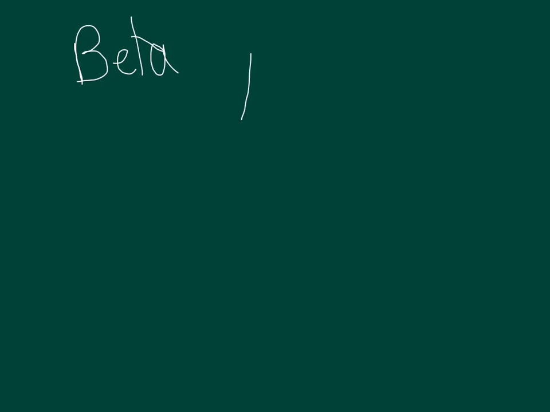The symbol for beta is a sort of capital B with a long tail on it. And whereas alpha was 2 protons and 2 neutrons, beta is a single electron. Alright, did you see it there? A single electron. Okay, so it's negatively charged.